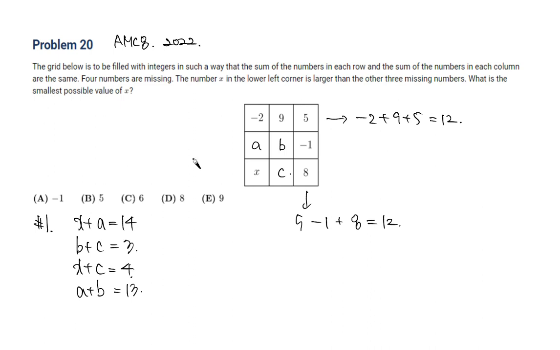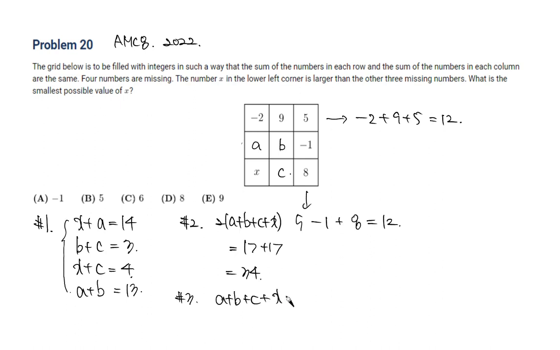How did we know that a plus b equals 13? If you take the middle row, the sum of all those 3 numbers, a plus b plus -1 has to be 12. So that's how we get it. Right now, even without further investigation, it seems like we got 2 x's, 2 a's, 2 b's, and 2 c's on this list. So 2 times a plus b plus c plus x must be the sum of 17 and 17, right? So 17 plus 17 must be 34. And the third one is that a plus b plus c plus x must be 17.